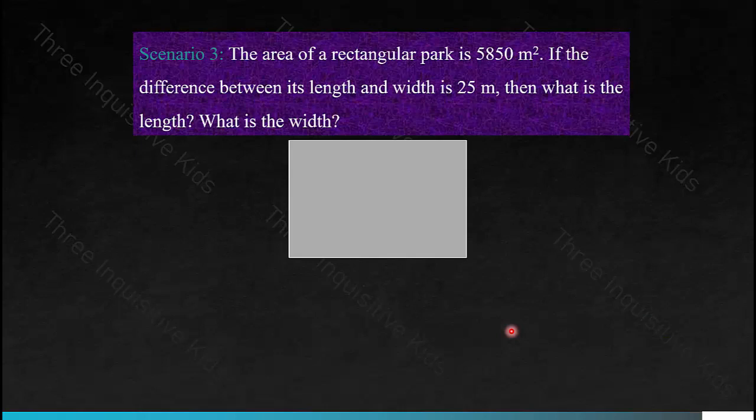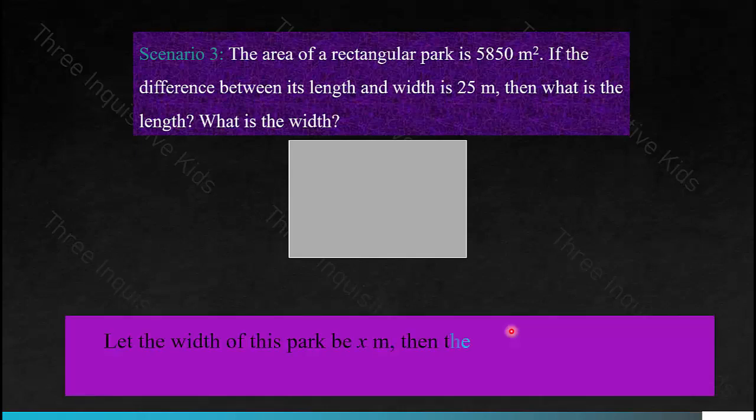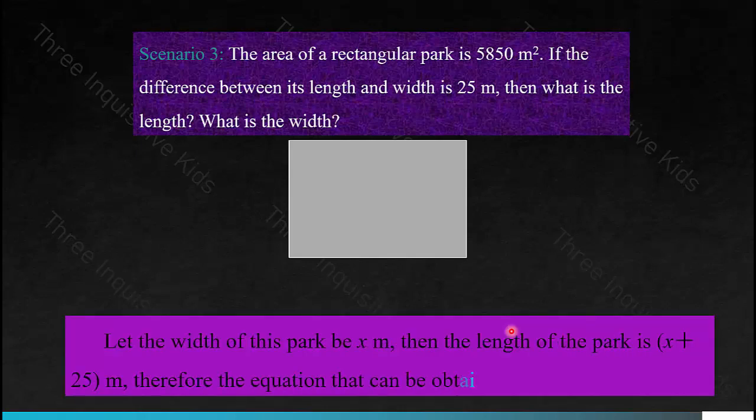The area of a rectangular park is 5,850 meters squared. If the difference between its length and its width is 25 meters, then what is the length and what is the width?